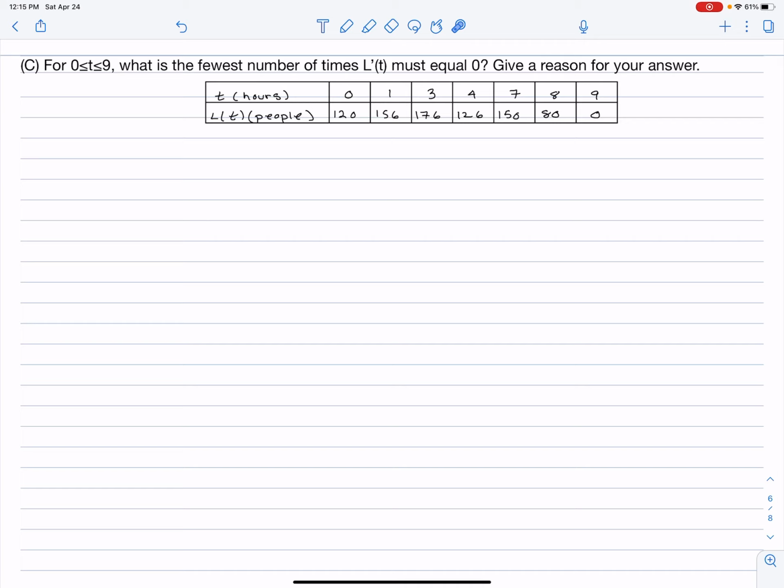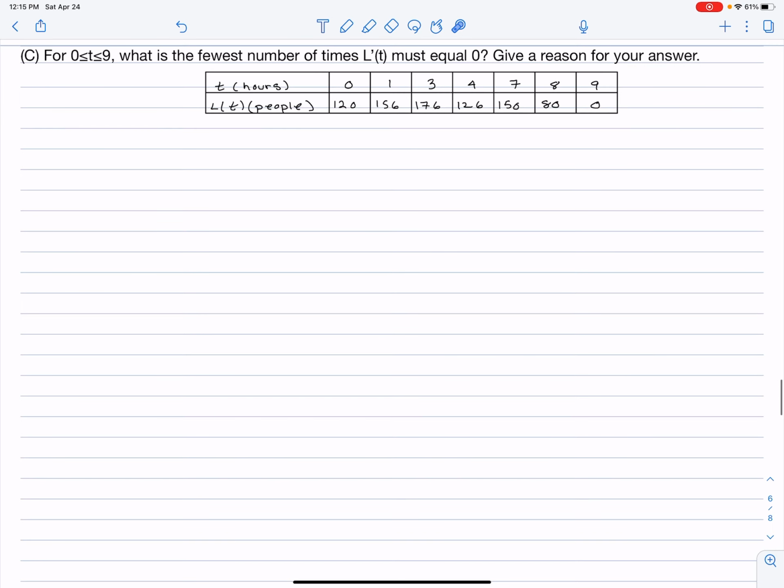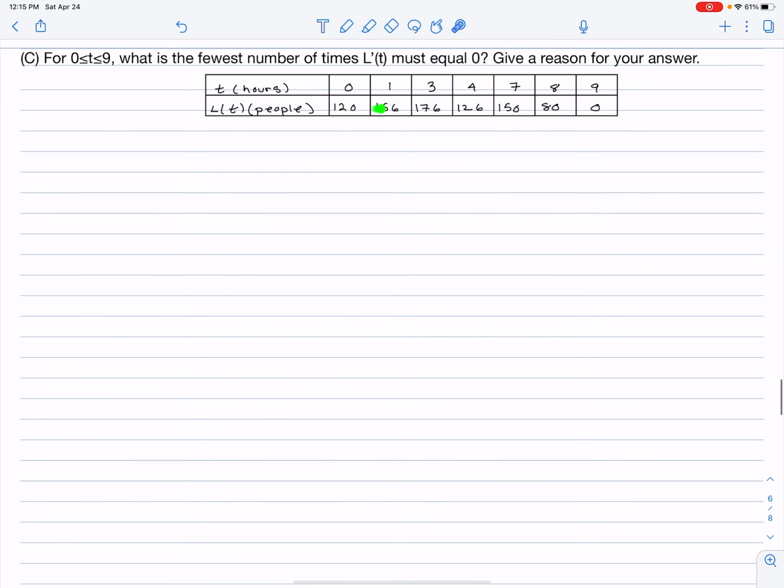So the first thing I'm going to do is use the mean value theorem here, and I'll show you why. So let's just quickly go through. Look at our y values here, our L(t) values. Notice how we're increasing from 0 to 3, right? But then notice what happens. From 3 to 4, we're decreasing. So I think you guys would agree there must be a critical value somewhere from 0 to 4, because we go from increasing to decreasing.